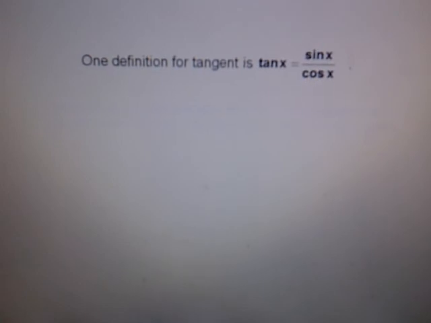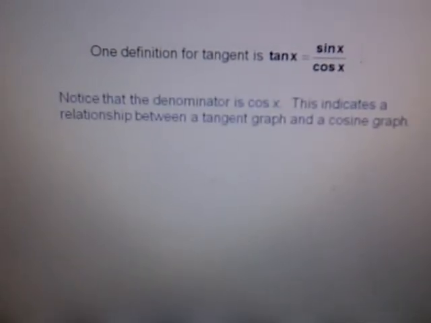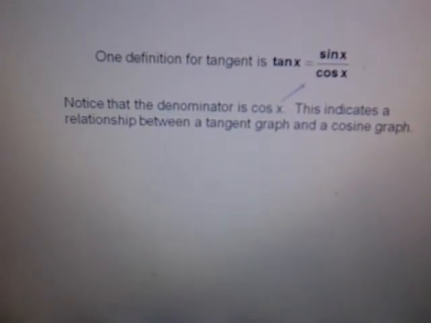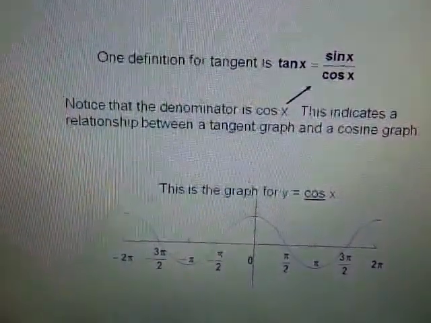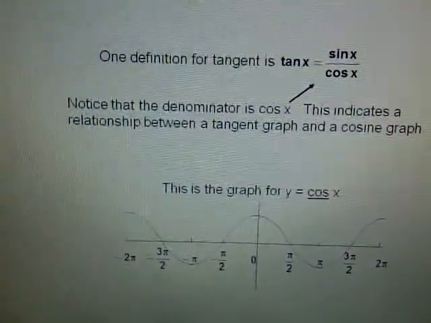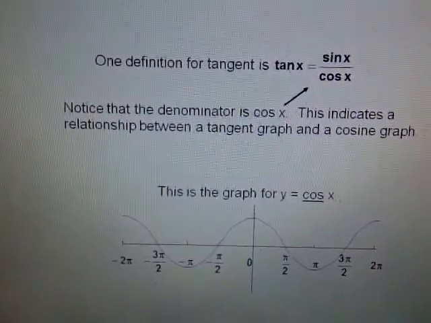I'm going to be explaining why tangent and cotangent graphs are related to sine and cosine graphs. So if we look at the definition for tangent, tangent is sine over cosine, and if you notice the denominator, it's cosine, which indicates that there's going to be a relationship between the tangent and the cosine graphs.